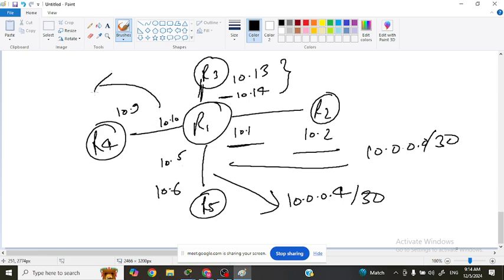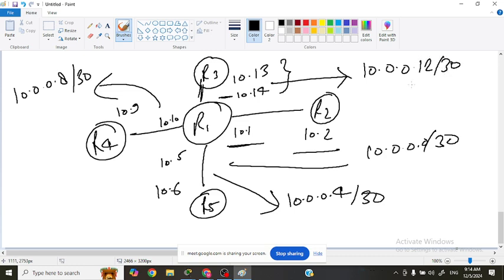What will be the network ID here? 10.0.0.8/30. Now understand. And for this one, Venkat? It's 12.